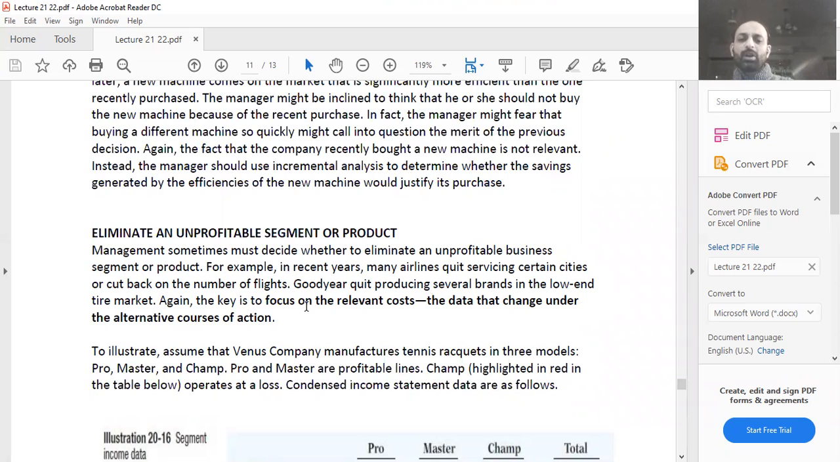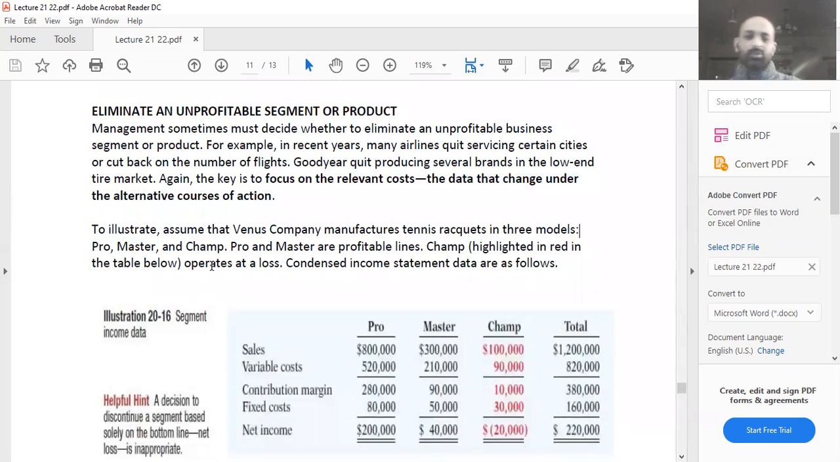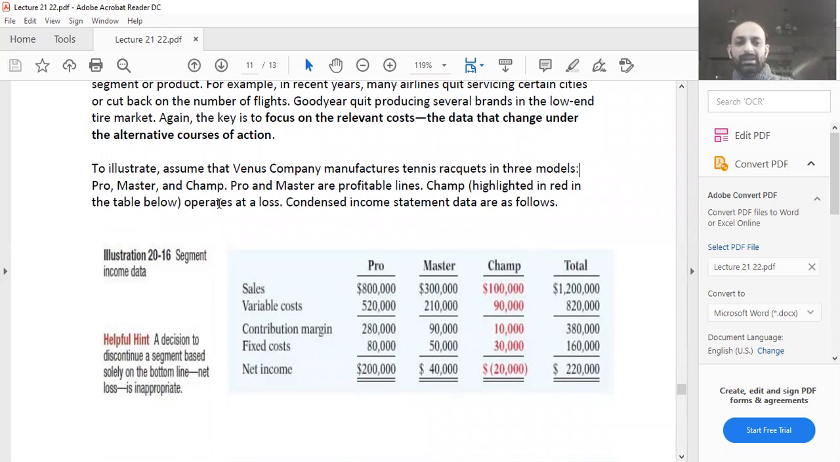Again, the key is to focus on relevant costs. So, whenever you're making any decision related to incremental analysis, you should focus on the relevant cost, the data that can change under the alternative courses of action. To illustrate, assume that Venus Company manufactures tennis rackets in three models: Pro, Master, and Champ.